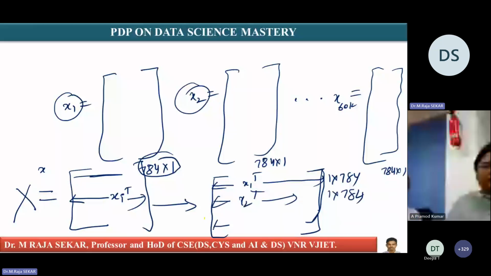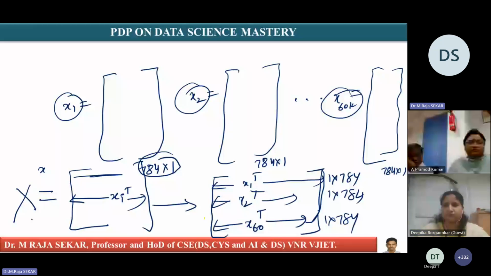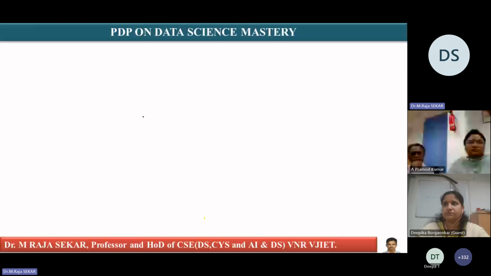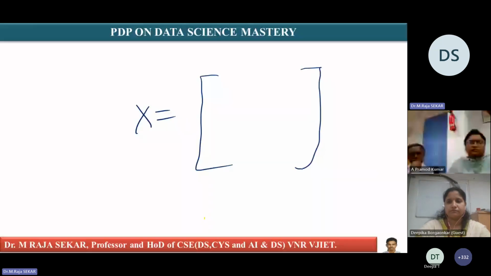In a similar manner, how many images can I represent like this? I can represent 60,000 images. The last image is X60,000 transpose. Here also I will get 1 by 784. How many such images are there? Now, how can I represent my capital X, my data set, my training data set, my 60,000 images? I can represent them like this. Just see. This is 60,000 by 784.